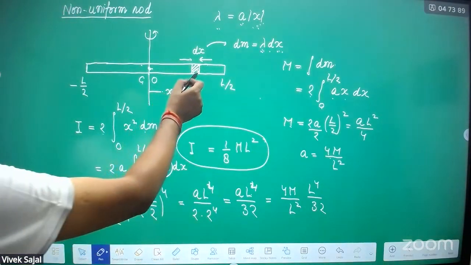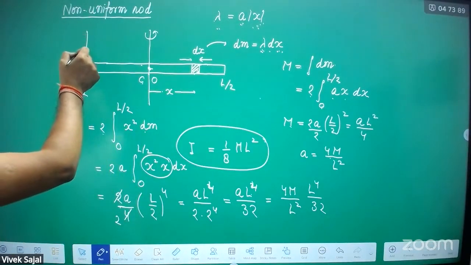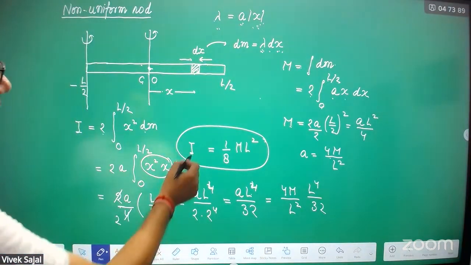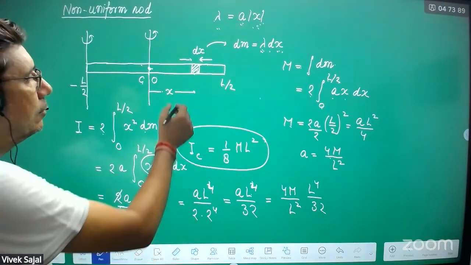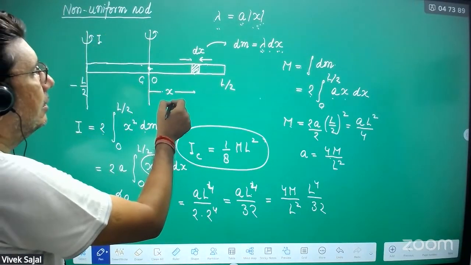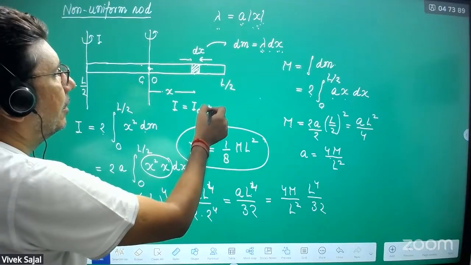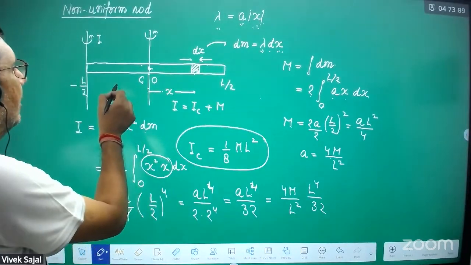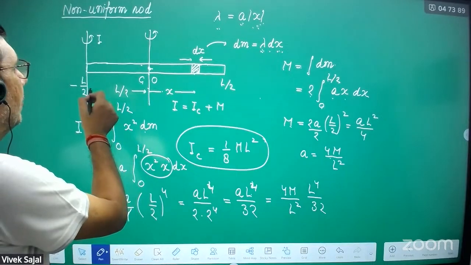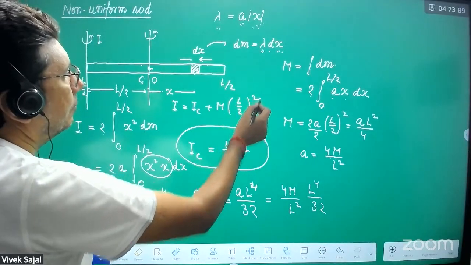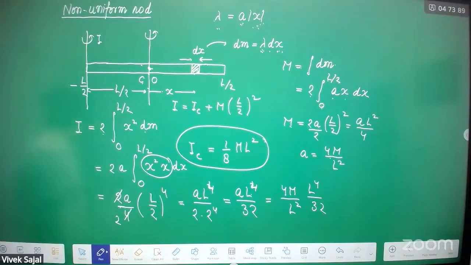If they are asking what will be the moment of inertia about this axis, then this is IC actually. So what will be I? This I will be IC plus mass of this rod, and this length is L by 2, from here to here, and square of this. So in this way you can find out, in terms of mass as well as in terms of lambda also. This is your choice.